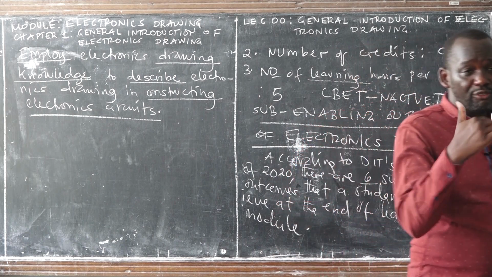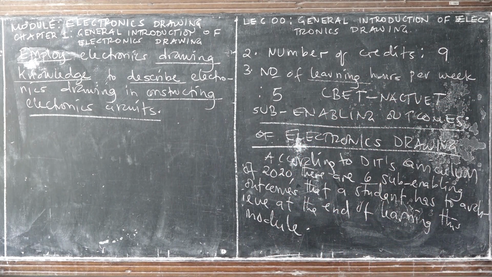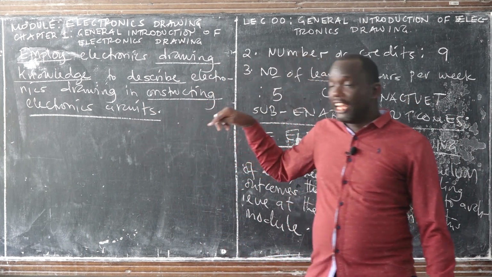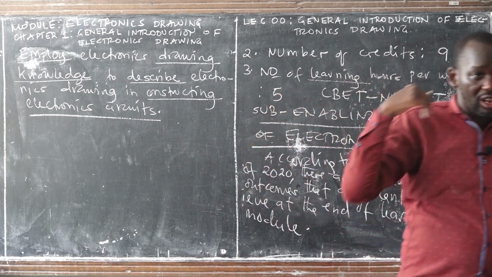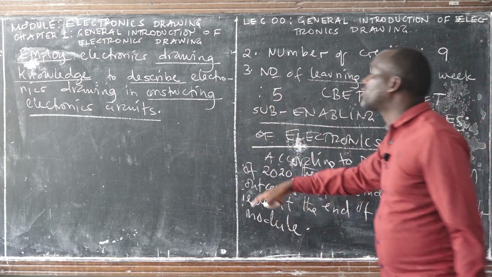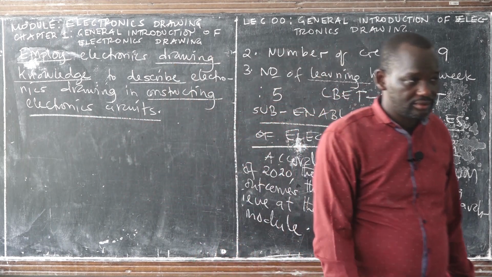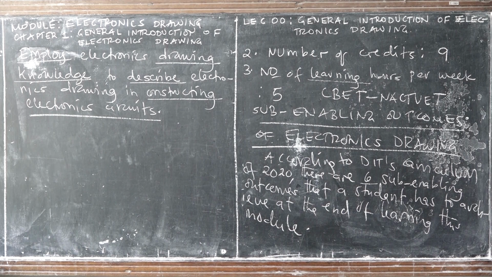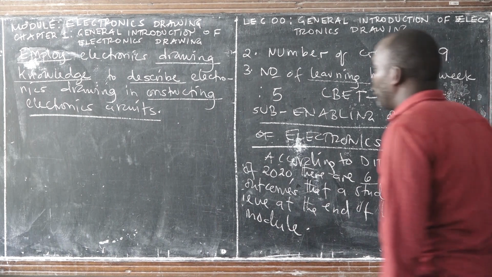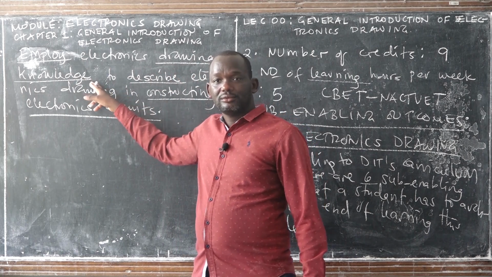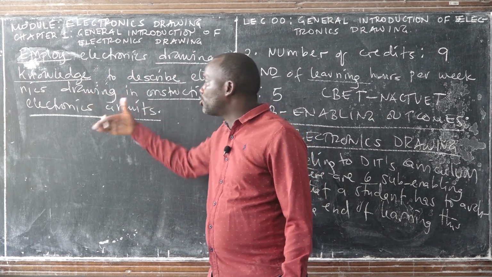So you yourselves, as first year ordinary diploma students, have to know how we construct electronic circuits. That is not the purpose of this course. You have to learn how to construct electronic circuits, especially from basic electronics. And I have a responsibility to teach you how you employ electronics drawing knowledge.